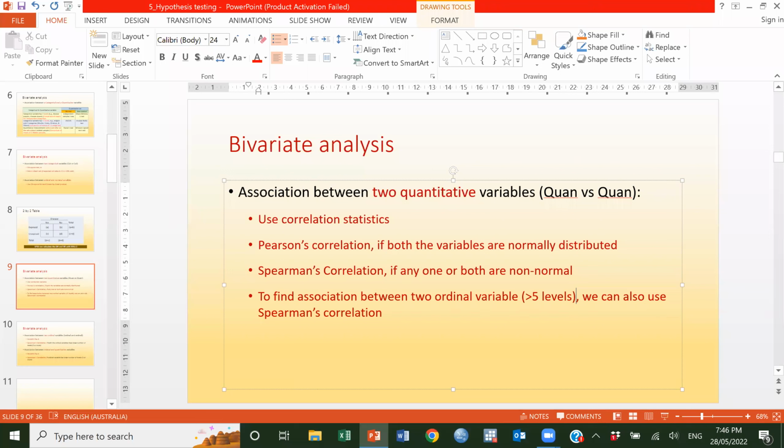But commonly, we use the correlation statistic to find correlation or association between two quantitative variables. For example, systolic and diastolic blood pressure, systolic blood pressure and age, systolic blood pressure and hemoglobin concentration, something like this.